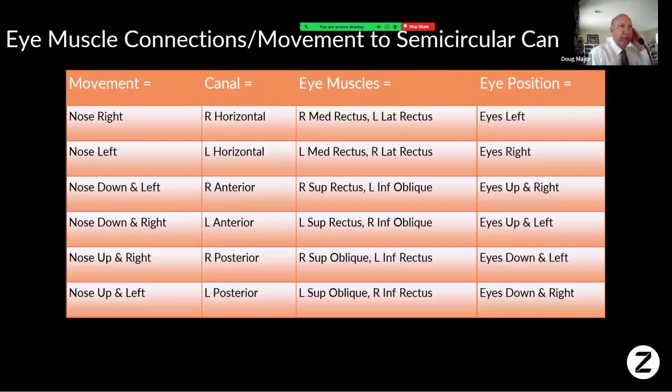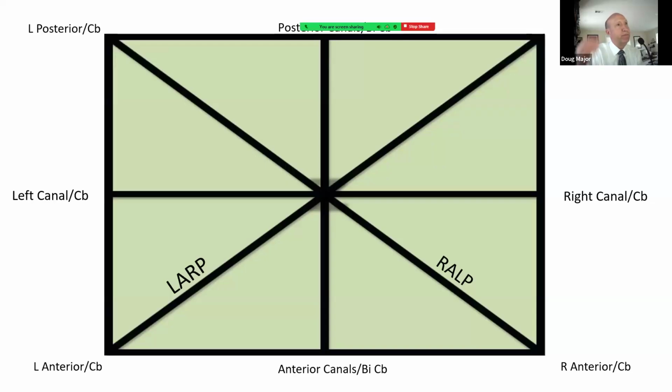And this is, again, in a chart form that connects with the muscles. So nose right is the right horizontal canal, right? And that's going to be the right medial rectus and the left lateral rectus. And the eyes, as I move to the right, as my head moves to the right, to compensate, the eyes go left. So all the different directions that you can play around with, hopefully understand.